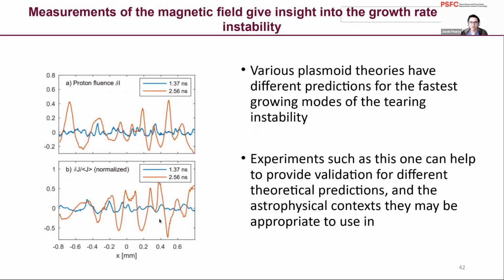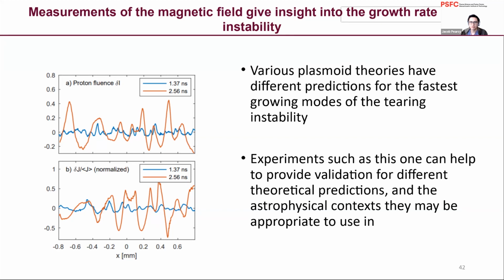And so measurements of the magnetic field give insight into the growth rate of the instability, which is how we can try to get validation of these theories. So shown on the left here are lineouts all taken along the current sheet, where you can see variations in the proton fluence, as well as in the current itself. And different plasmoid theories have different predictions for what the fastest growing modes of the tearing instability are. And this kind of measurement can let you estimate that for this experiment.